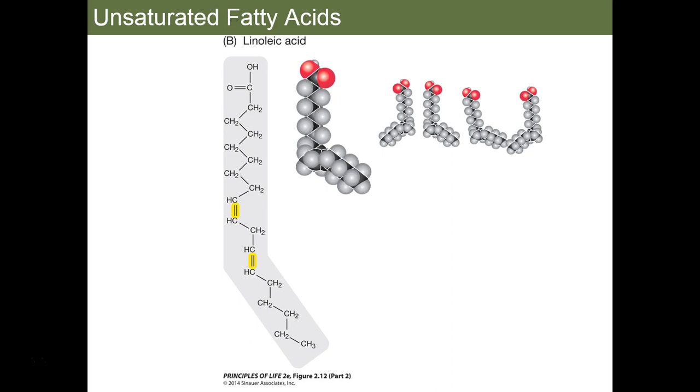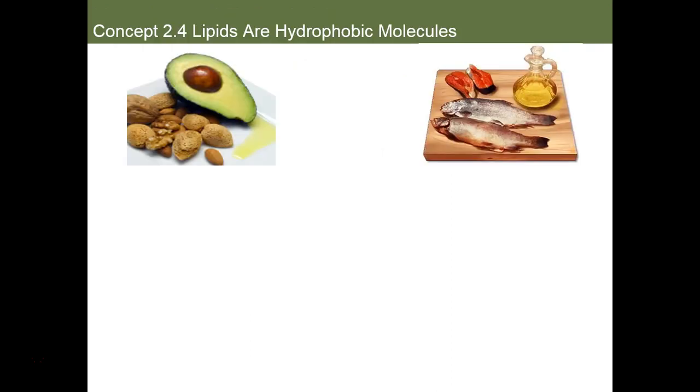A fatty acid needs only one double bond between carbons to be unsaturated. This fatty acid has two. Double bonds tend to make the fatty acid not be as straight as a saturated one. They will have a slight bend to them depending on the number of double bonds.